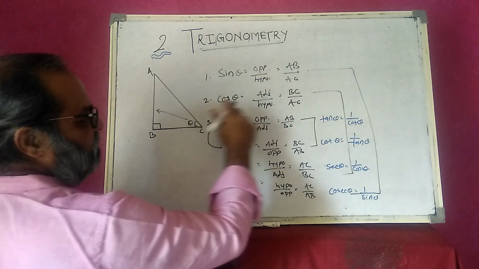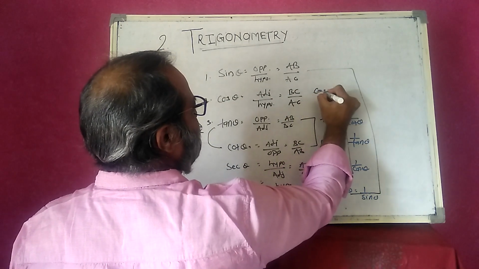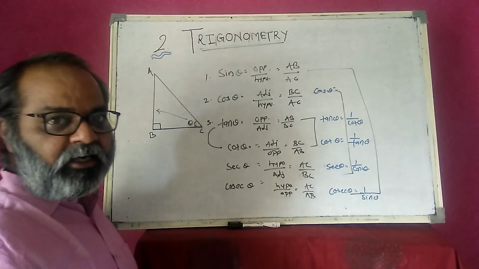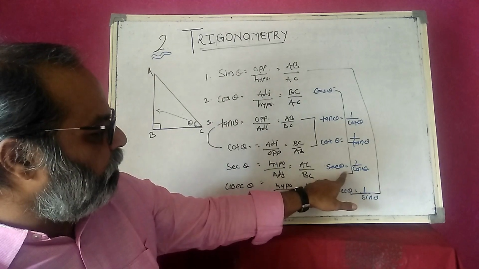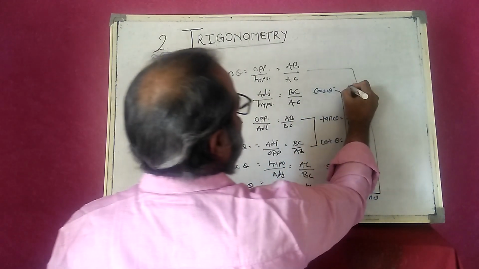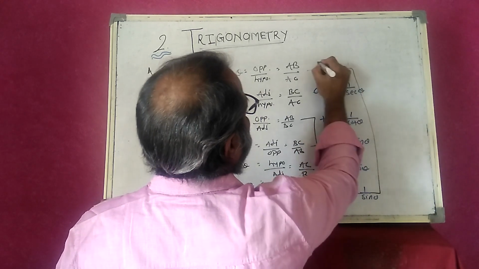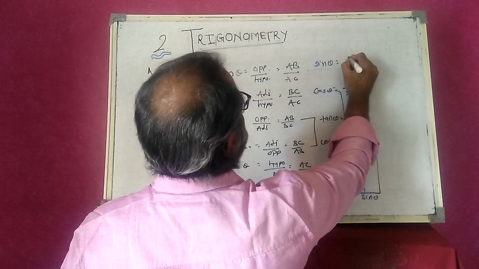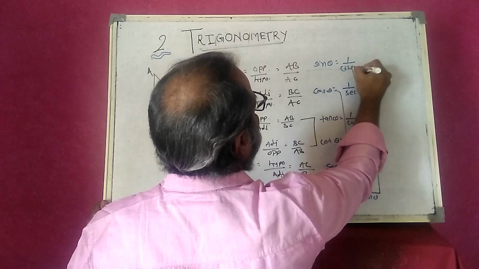In the same way, what is the value of cos theta? Cos theta is the inverse, 1 upon sec theta, and sec theta is 1 upon cos theta. So cos theta is equal to 1 upon sec theta. And sin theta is equal to 1 upon cosec theta. Okay.